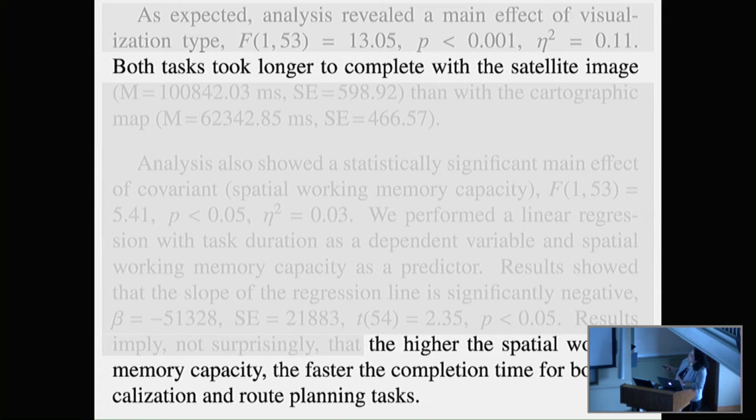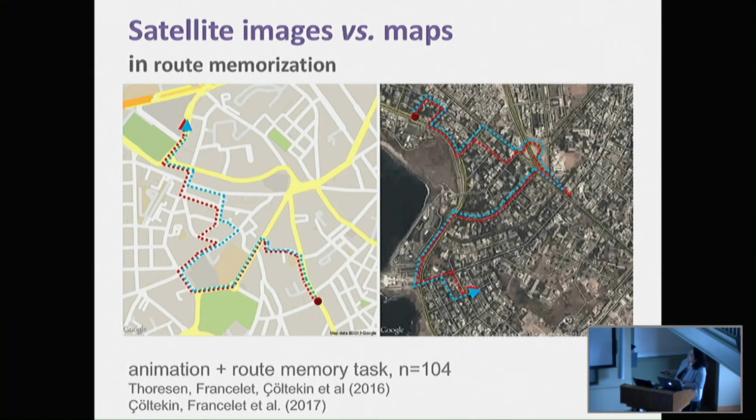Both visual search and route planning tasks took longer with the satellite image, and people with higher spatial memory capacity did better with both of the tasks, and they also did better with the satellite images. In another one, they watched an animation of a red dot flying through a route, and then in another animation afterwards we asked them, is that the route you have seen? So it was a binary answer that they could give. They did this with maps and with the satellite images.